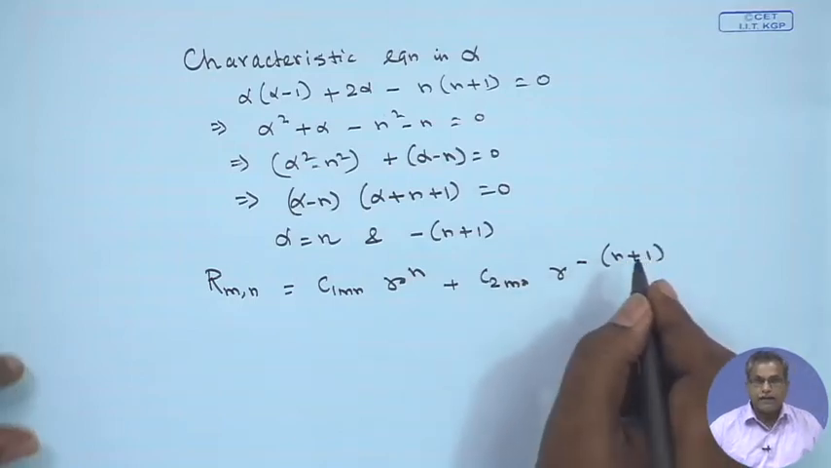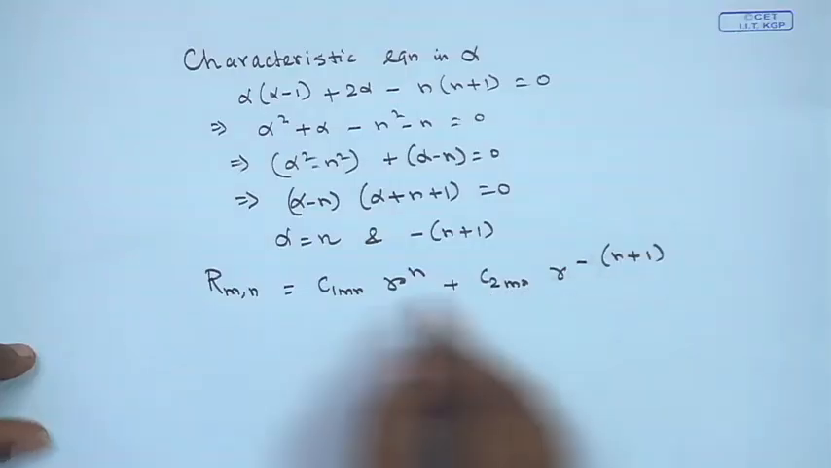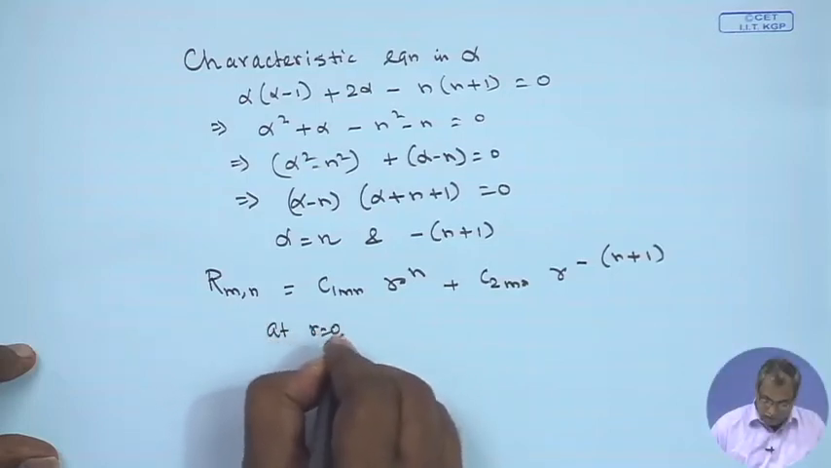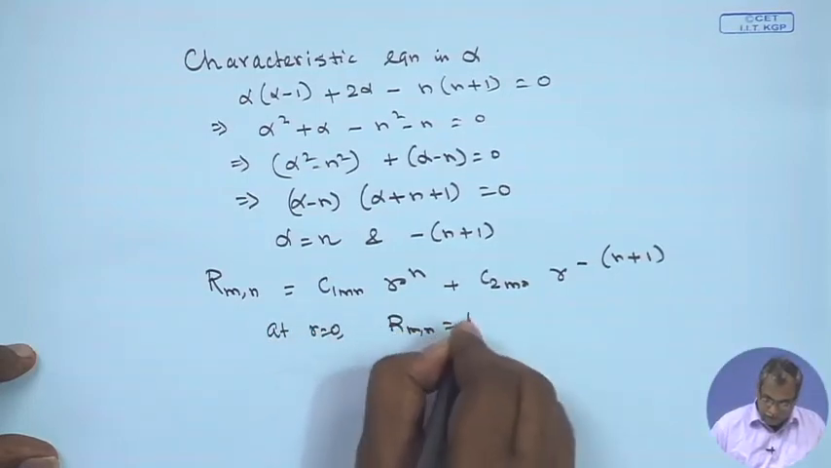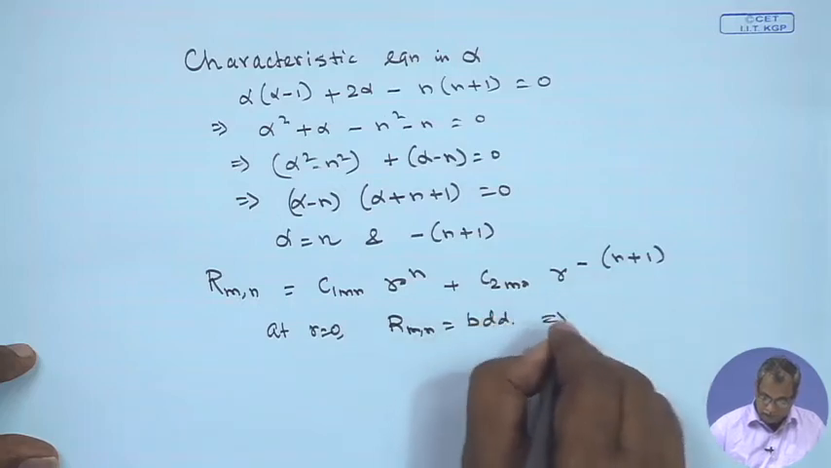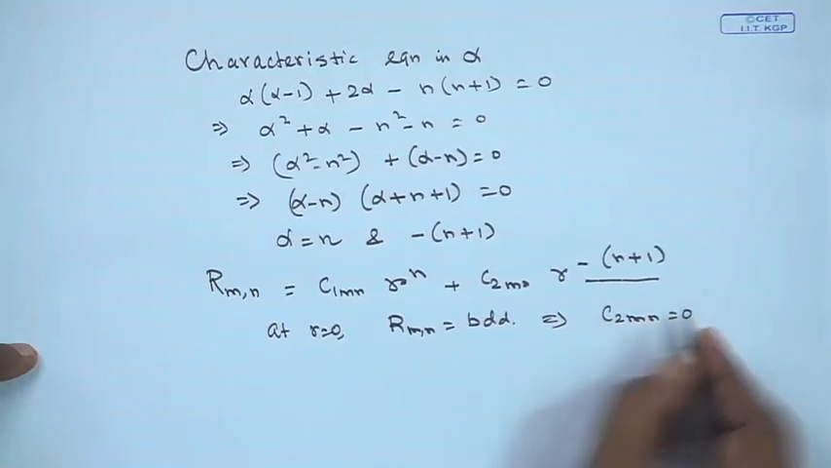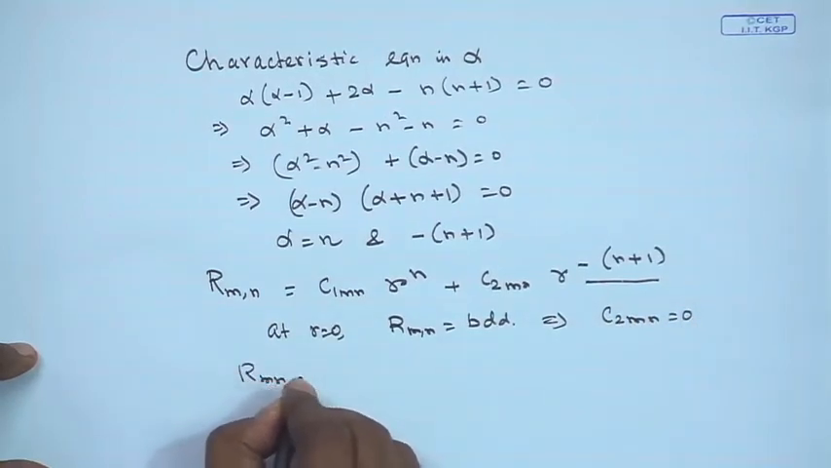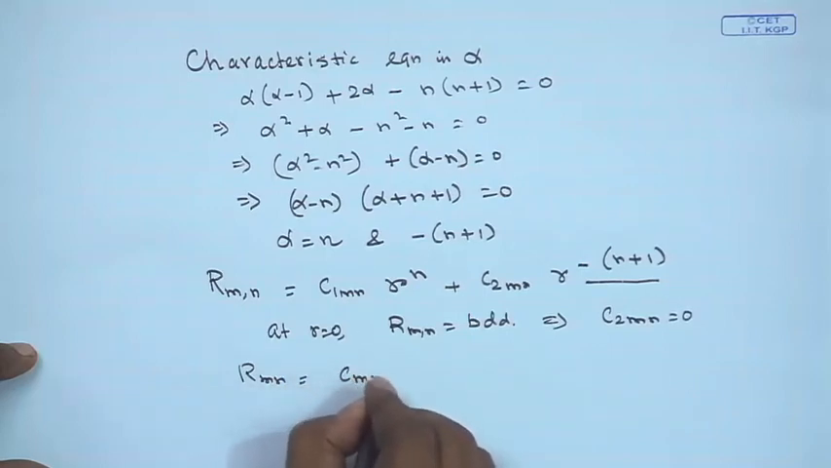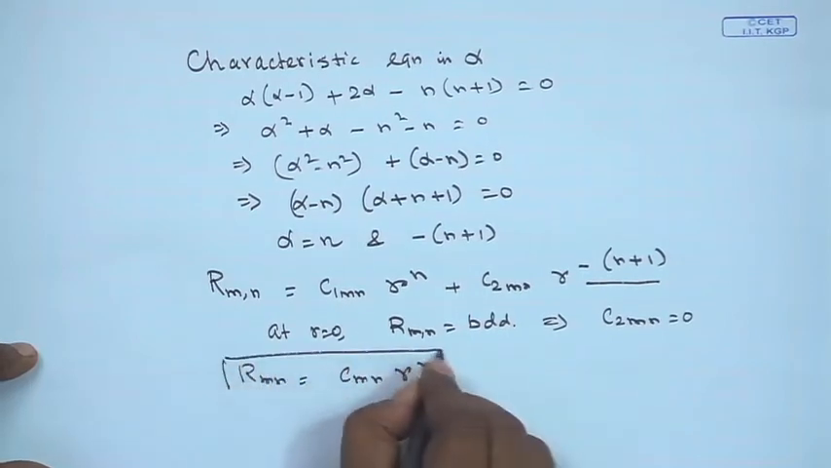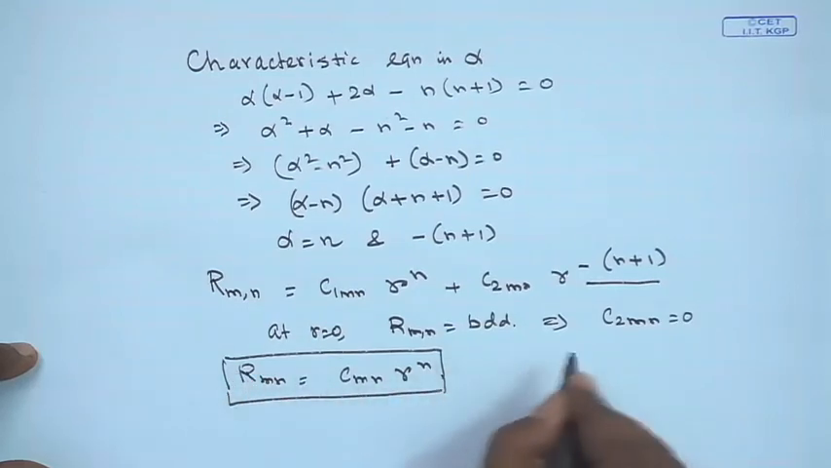And if you look into the boundary condition that at r is equal to 0, my solution is bounded. So, therefore, if I put that condition in the solution, then the associated term becomes unbounded. At r is equal to 0, capital R m n is bounded, or it will be having a finite value. Therefore, this term becomes infinite or unbounded. So, the associated constant must be equal to 0. So, the solution becomes R m n is equal to C m n r to the power n. So, that is the solution of the radial varying part.